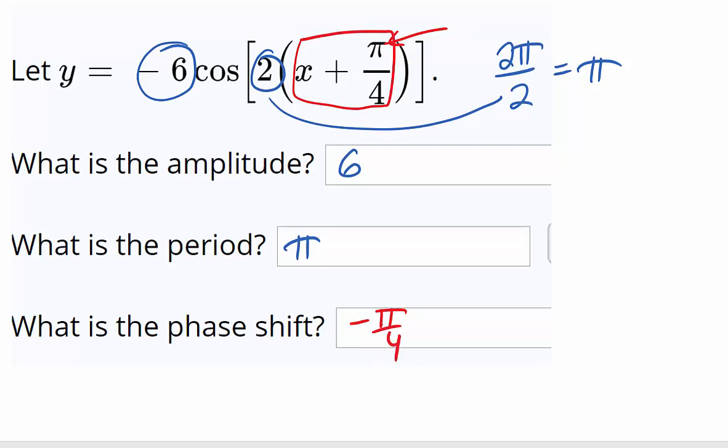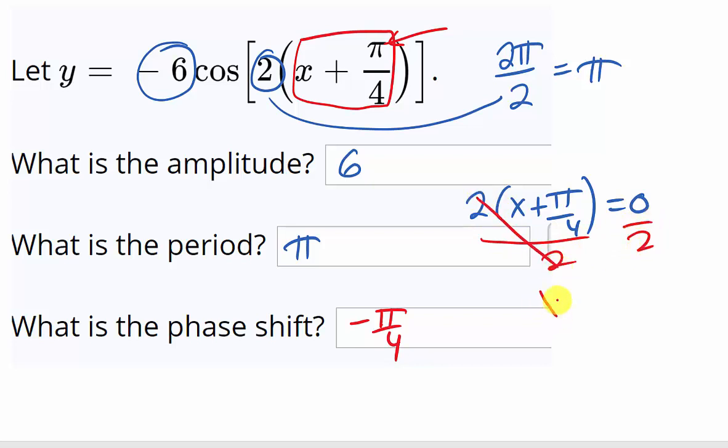But it still works to take what is sitting inside of the cosine, which is this stuff, and put it equal to 0 and solve it. That would always give us the phase shift, whichever form it's in. If you divided both sides by 2, you still have 0 there, so x plus pi over 4 is 0, so our phase shift is going to be negative pi fourths.